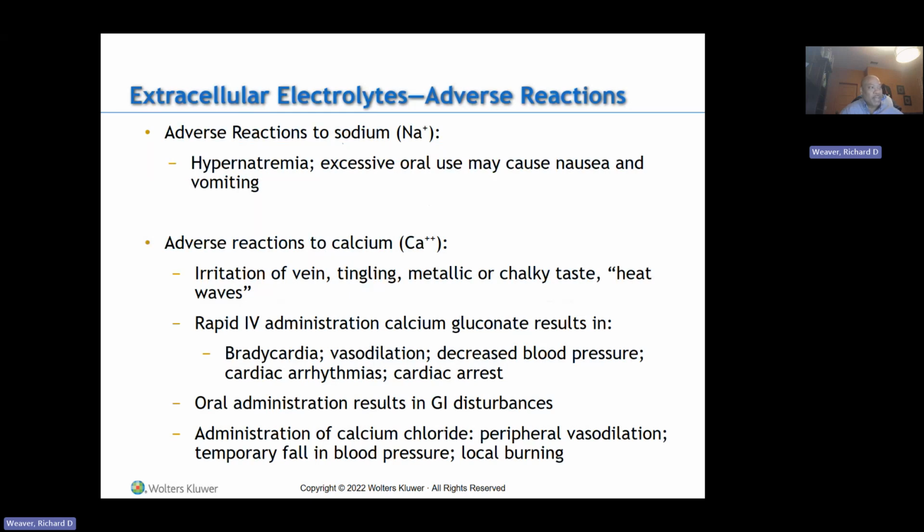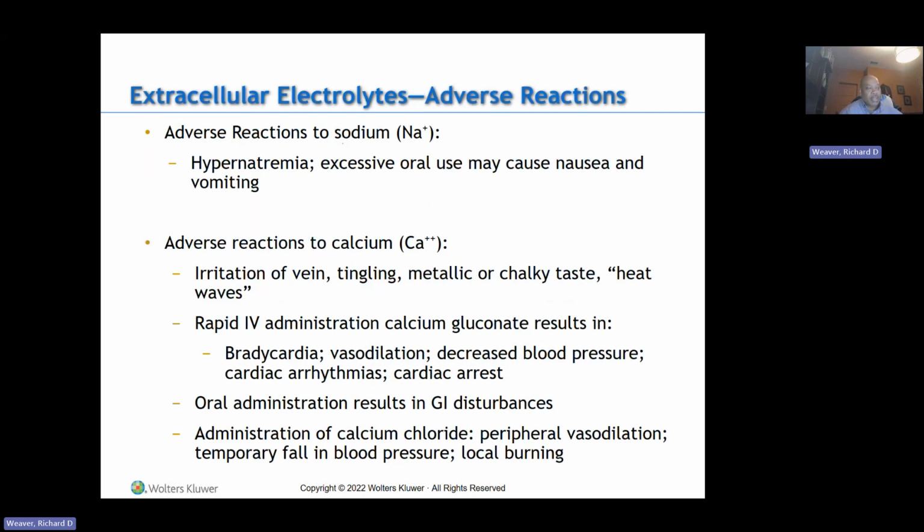Now, rapid IV administration of calcium gluconate can cause bradycardia, so it's more of a depressant effect. It causes bradycardia, vasodilation, decreased blood pressure, and also cardiac arrhythmias that may lead to cardiac arrest. And so they depress the cardiovascular system. Oral administration results in GI disturbances, and so sometimes the GI system doesn't tolerate it very well.